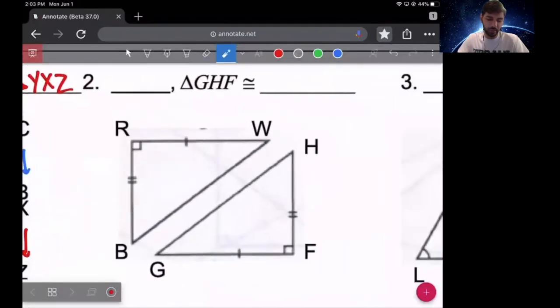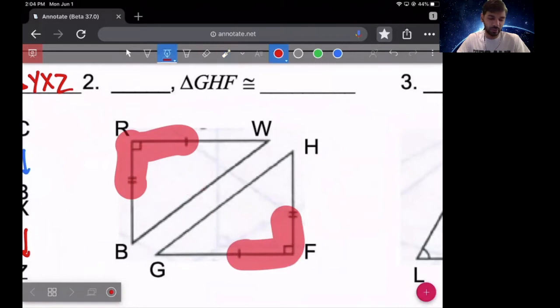Now let's talk about the second one. We notice we have two sides and an angle in between them. Okay, the angle is connecting the two sides here. And the same thing goes down here. So this is going to be side, angle, side. And now I have to look at GHF. GHF goes like that. So we started at G, we went up to H, and down to F.